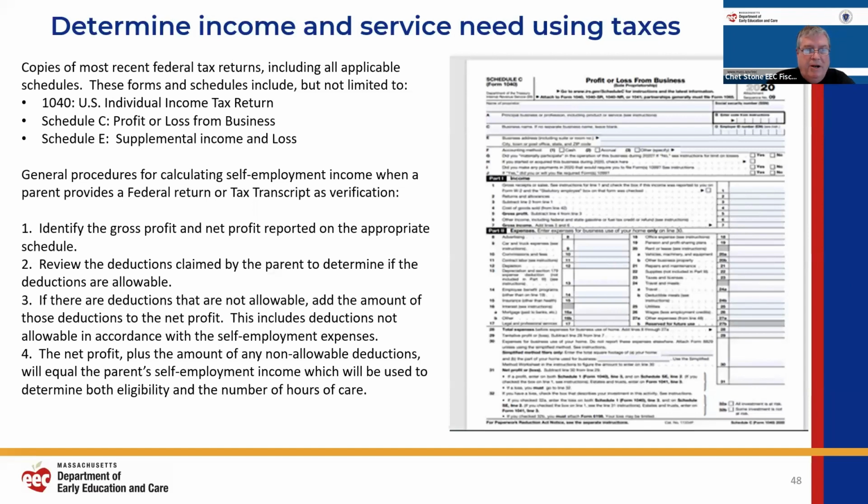So identify the gross profit and net profit reported on the appropriate schedule, like I said up top. Review the deductions claimed by the parent to determine if the deductions are allowable. The big one, which you can't really see but is listed on here, is depreciation. We don't allow depreciation, so you have to add that back on. If there are deductions that are not allowable, such as depreciation, add the amount of those deductions back onto the net profit. This includes deductions not allowable in accordance with self-employment expenses. The net profit plus the amount of any non-allowable deductions will equal the parent's self-employment income, which will be used to determine both eligibility and the number of hours of care.